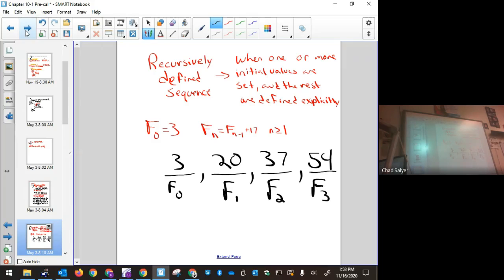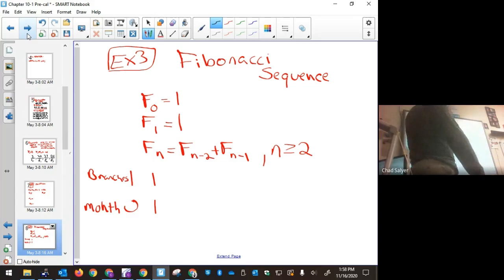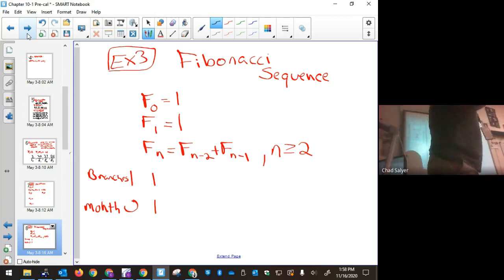Three ways to define a sequence: implicit, explicit, recursive. And the most famous of all recursive sequences is called the Fibonacci sequence, which is recursive. You have f sub 0 as 1, f sub 1 is 1, and then every subsequent term is the sum of the previous 2. And it's really interesting. Fibonacci came up with this by observing the breeding habits of rabbits.